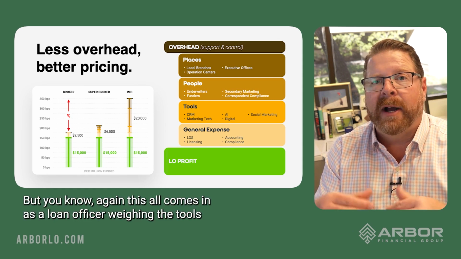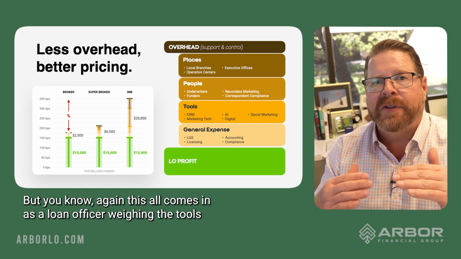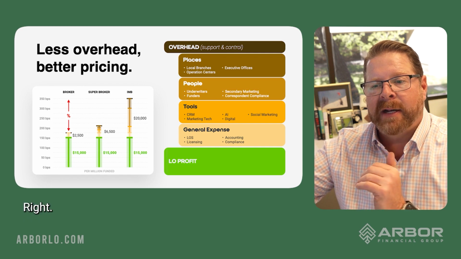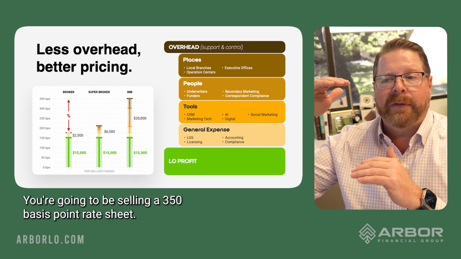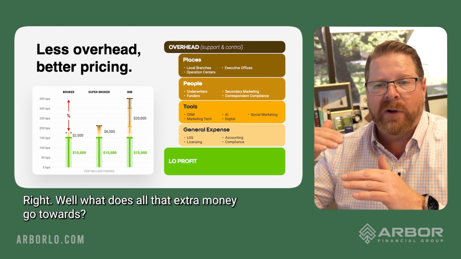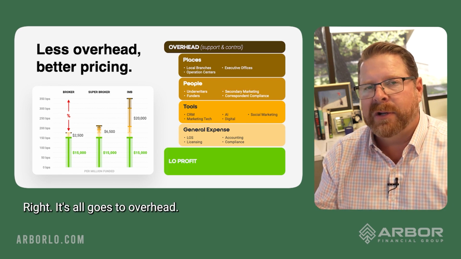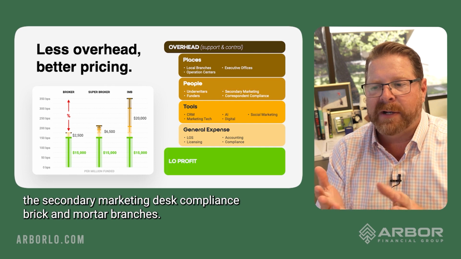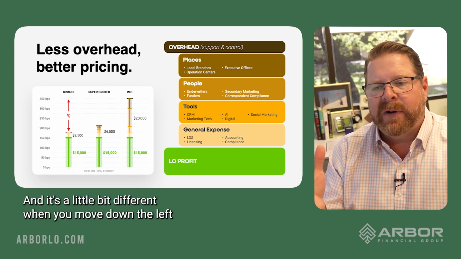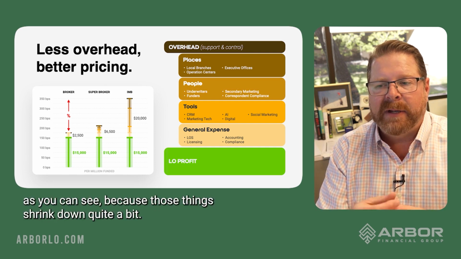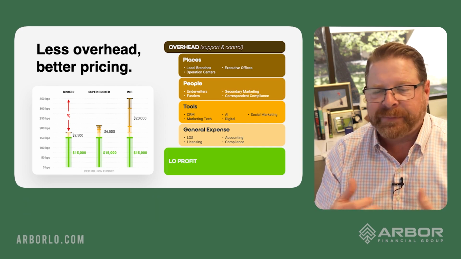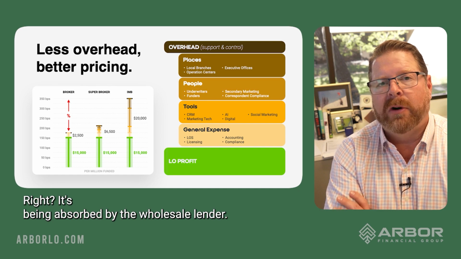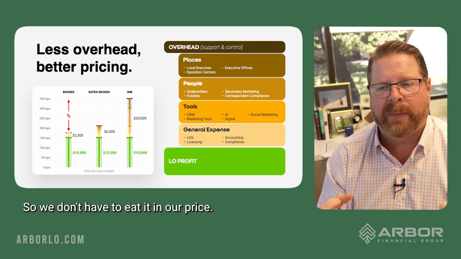You're still close, but this all comes in as a loan officer weighing the tools and the things you get. When you go to the IMB side of the house, you're going to be selling a 350 basis point rate sheet. Well, what does all that extra money go towards? It all goes to overhead: the underwriters, the secondary marketing desk, compliance, brick and mortar branches. It's a little bit different when you move down the left, as you can see, because those things shrink quite a bit. A lot of that is offloaded to and absorbed by the wholesale lenders, so we don't have to eat it in our price.